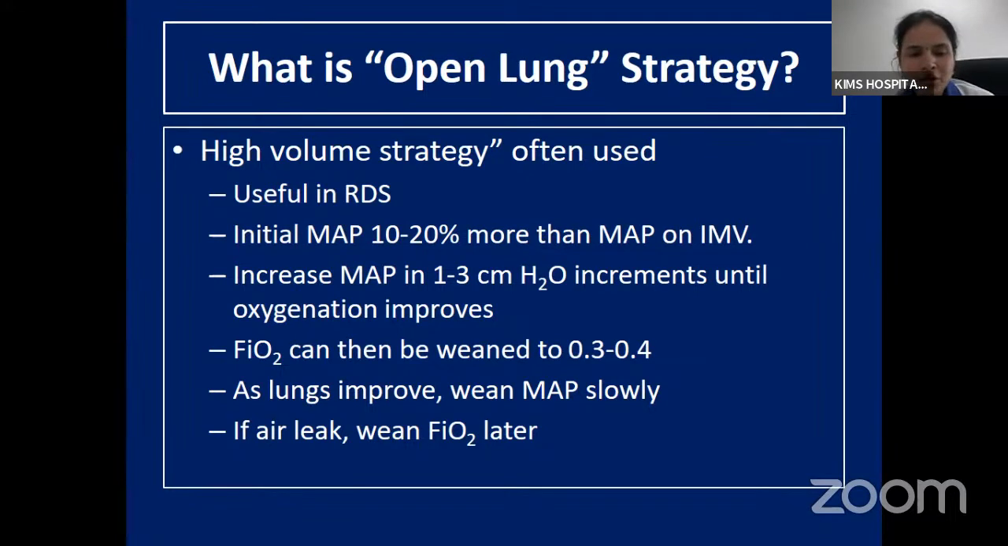When we switch from conventional to high frequency ventilation in cases of established air leak or high risk of air leak, such as in a baby with pulmonary hypoplasia, it is important to use the same MAP as in conventional ventilation, or you may also want to reduce the MAP by around 1 to 2 centimeters of water.